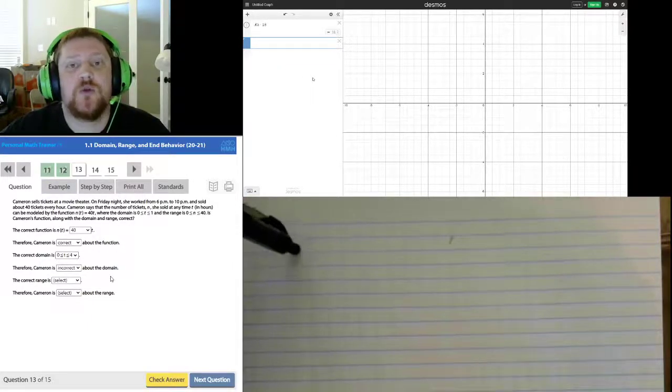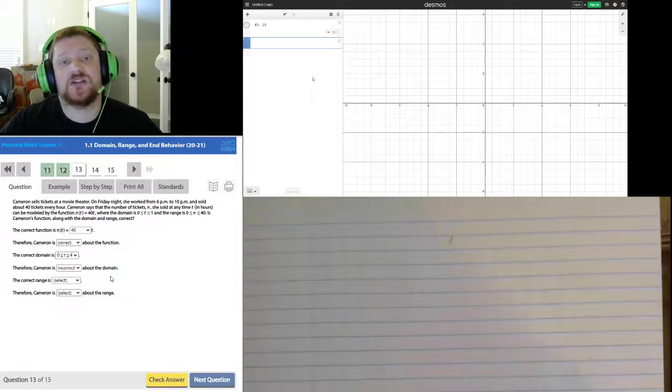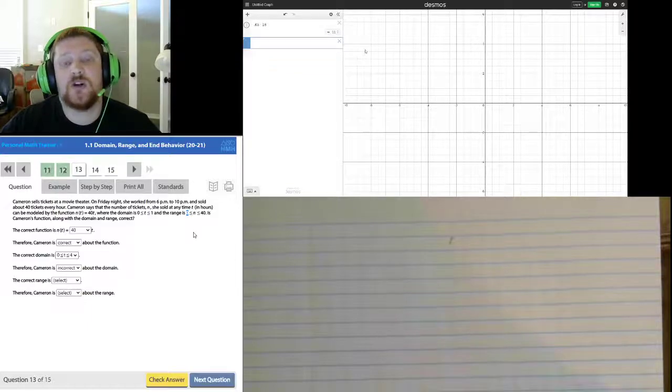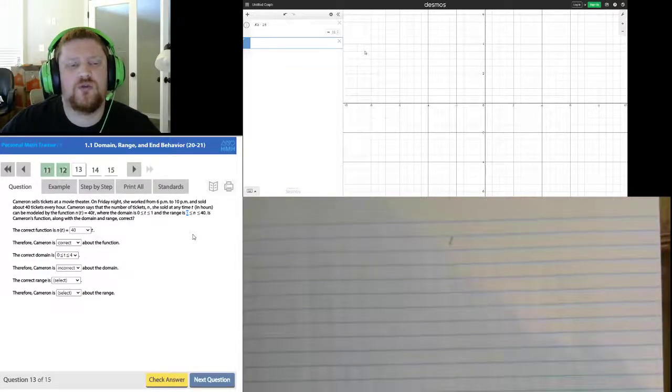The correct range, well, when she first starts working, she clearly hasn't sold any tickets. So she says that the range starts at 0. That part's correct. However, she's worked for 4 hours and sold 40 tickets an hour. That means 40 times 4 is 160. So the range should be from 0 to 160. So she's also wrong about the range.